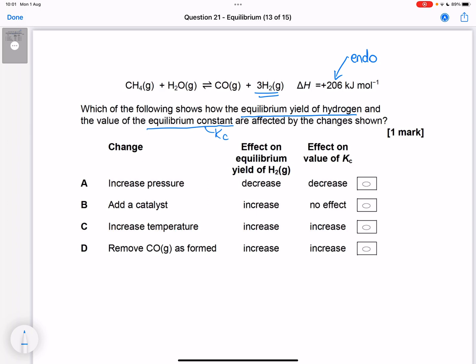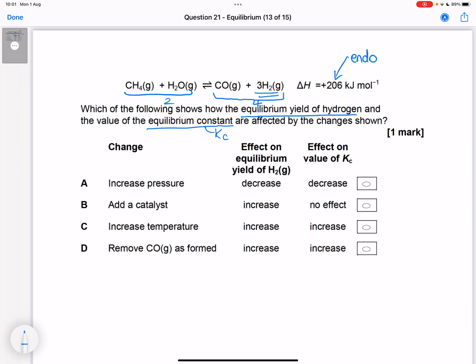So it's absorbing heat energy in order to increase the energy of the chemicals. We've also got one where we've got 2 moles on the left, 4 moles on the right, so we're increasing pressure. So let's take each of the answers in turn and see what we think about them.